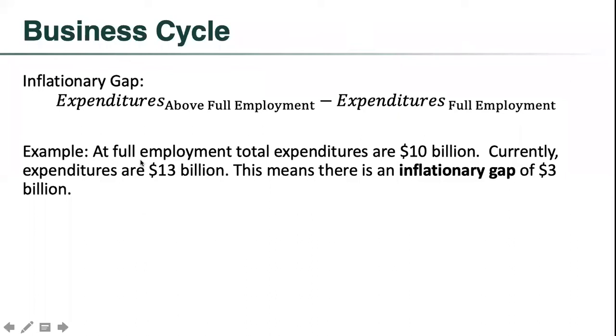So basically in this new example, at full employment, we've got a total expenditure of $10 billion. Currently, the expenditures are $13 billion. This means that we have an inflationary gap here, right? Because our current expenditures are over our expenditures at full employment. So we've got a $3 billion inflationary gap.